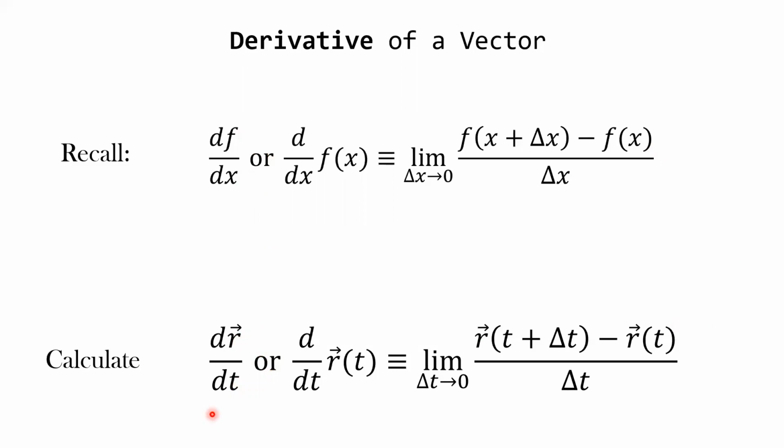Those are the units of velocity. So we're taking the time derivative of the position vector. How do you take the derivative of a vector? It's the exact same procedure that you use for a single valued function of a single variable.